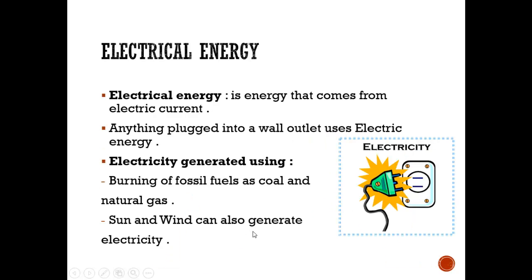The last form of energy is called electrical energy. Electrical energy is energy that comes from electric current. Anything plugged into a wall outlet uses electric energy. Like what? Like televisions, computers, any device that uses electricity. Electricity is generated by burning fossil fuels such as coal and natural gas, and natural sources like sun and wind can also generate electricity.